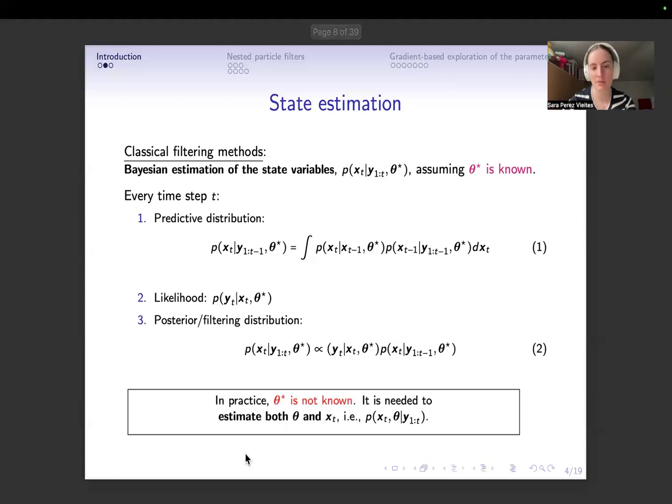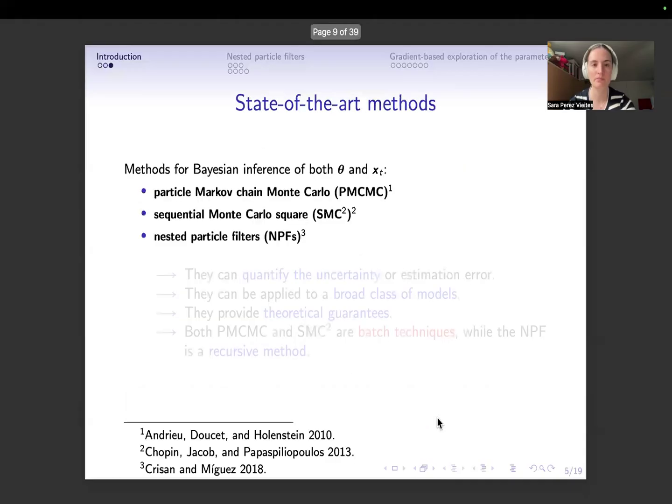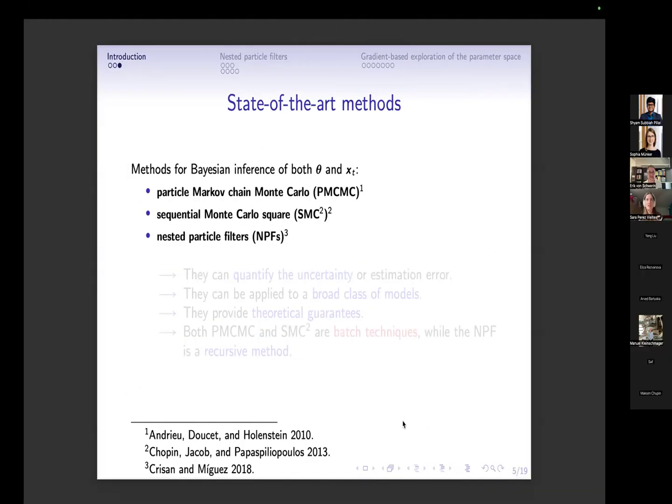But in practice, the problem is that the true theta, or theta star, is not known. So actually, we need to do both tasks of learning theta and the state. To be more specific, we are interested in learning the joint posterior distribution of the state and theta, conditional on the data we have available up to time t. So within this context, there are several state-of-the-art methods that aim at doing Bayesian inference or estimation of both theta and the state.